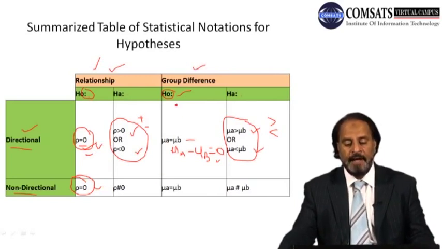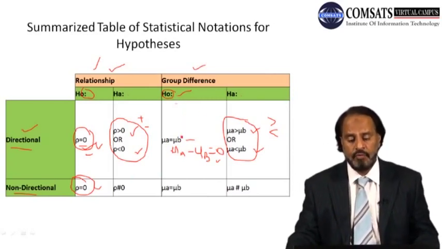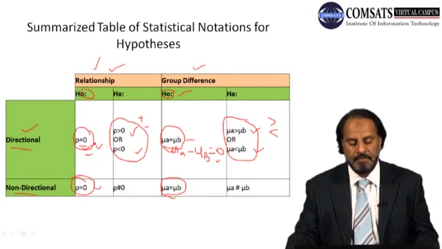Similarly, for the null hypothesis when we're talking about a group difference, in the null hypothesis statement we say there is no difference between the two groups, so the mean of A is equal to the mean of B. Similarly, the mean of A is equal to the mean of B for non-directional. So they will not change. The null hypothesis notations will not change for group difference or for relationship. They will be the same.